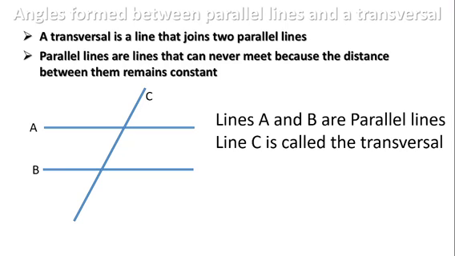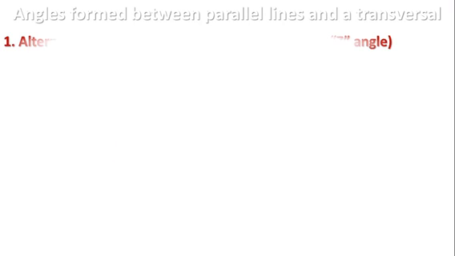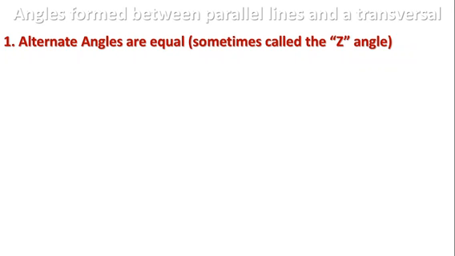And so the first kind of angle that is formed between parallel lines and a transversal is what we call alternate angles, and sometimes it is called the Z angle. Now you have to take note of all of these things, because in your quizzes on Friday, some of these questions might come up, and I want you to ensure that you do well in it.